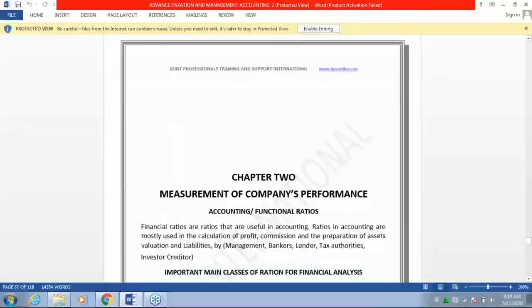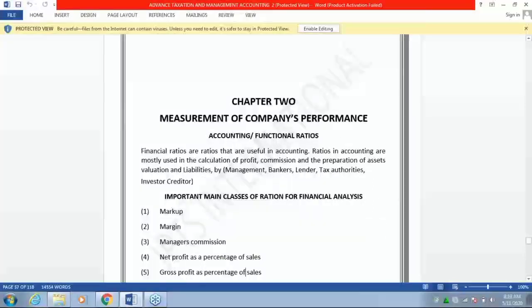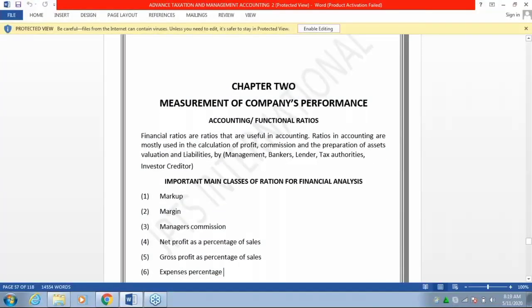Yes, we have measurement of a company's performance. We can measure the performance of a company through accounting and functional ratio analysis. Now, what is financial ratio or ratio analysis? They are the ratios that are useful in accounting, and ratios in accounting are mostly used in calculation of the profit, commissions, and even the preparation of asset valuations and liabilities.